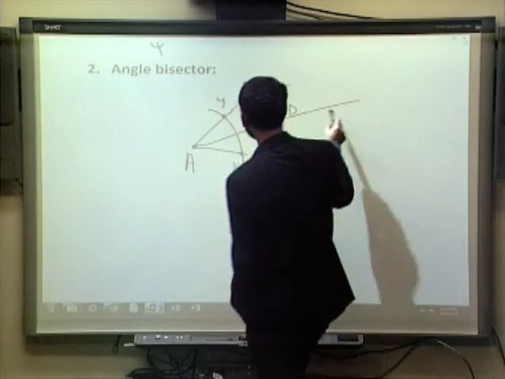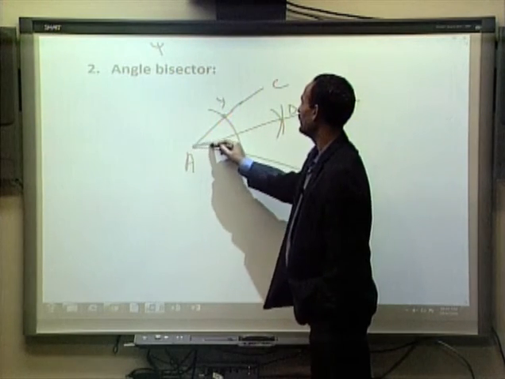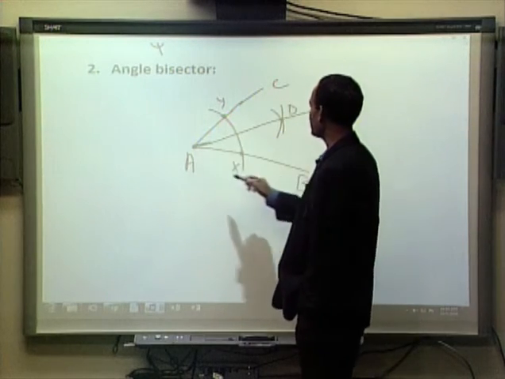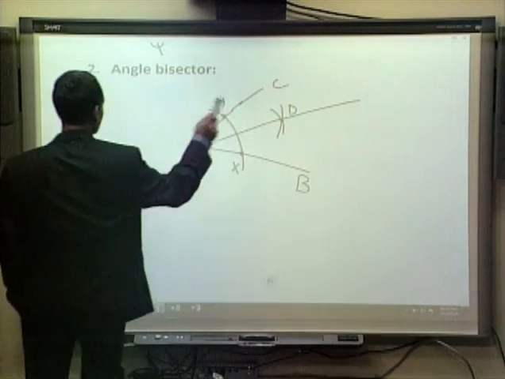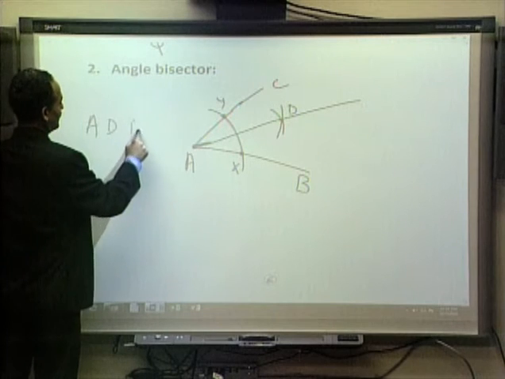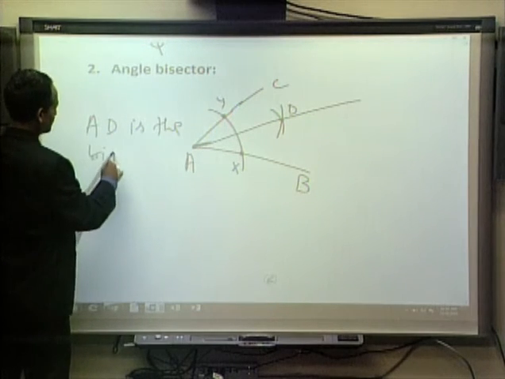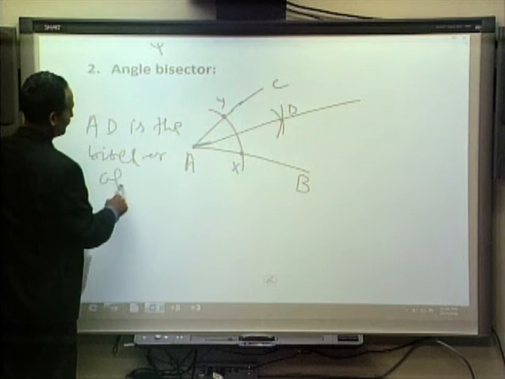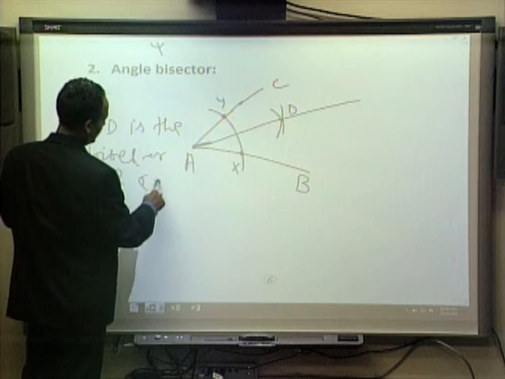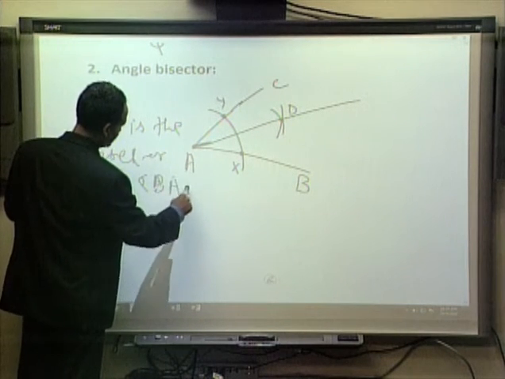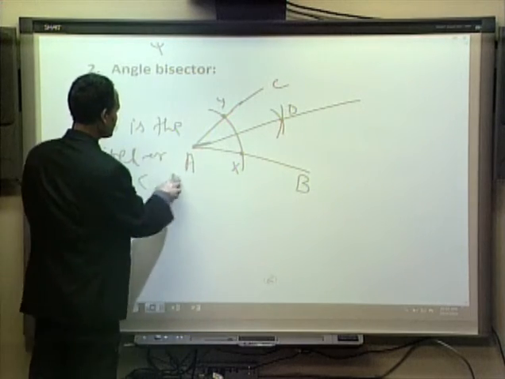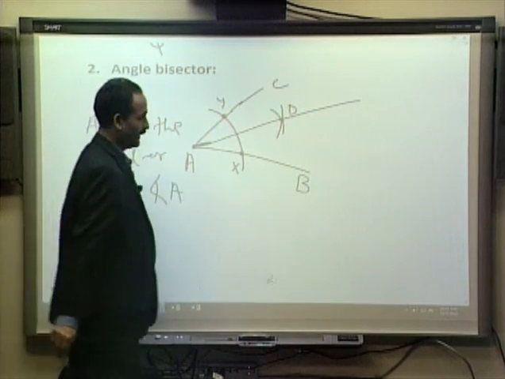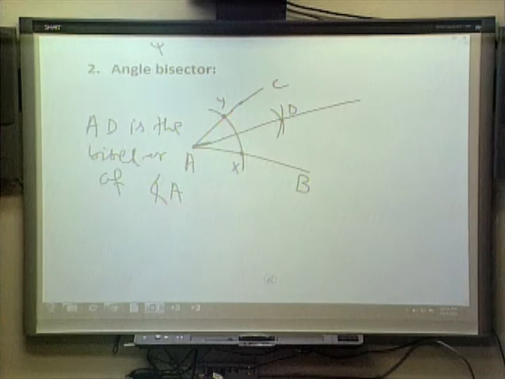This line AD will be the bisector, not perpendicular, the bisector of the angle. So, in this situation AD is the bisector of angle BAC, or let us say just simply angle A. Okay. This is how we construct an angle bisector.